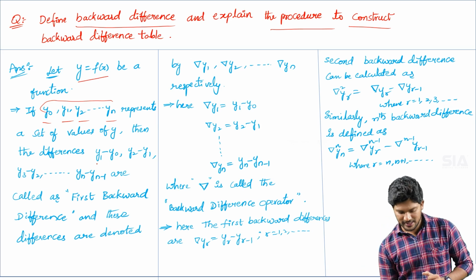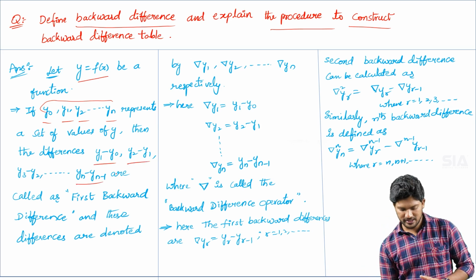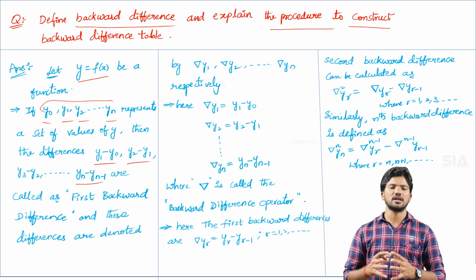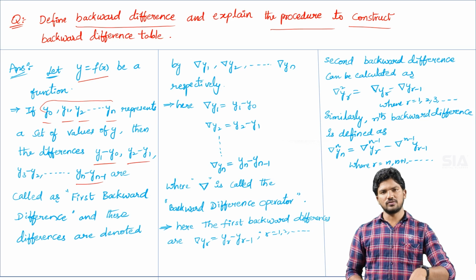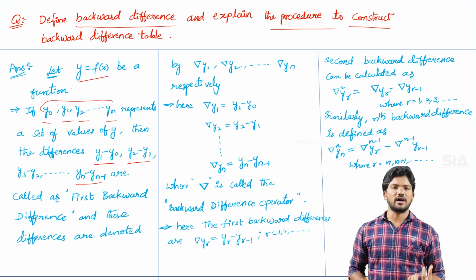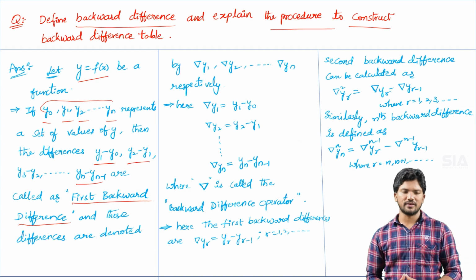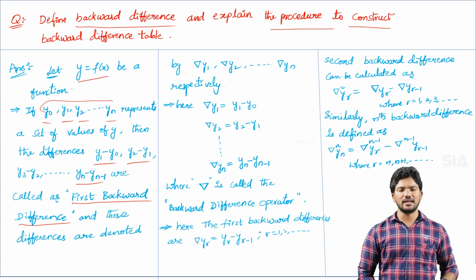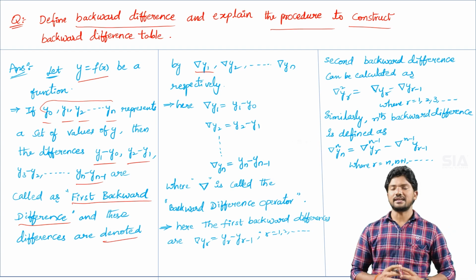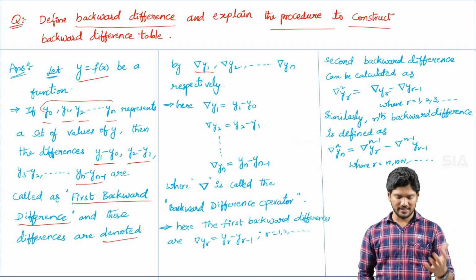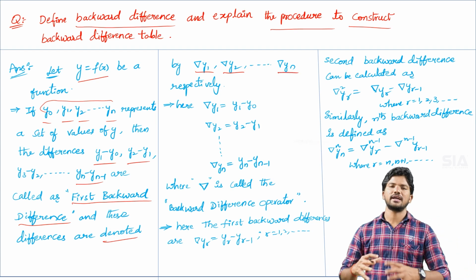Then the differences y1 minus y0, y2 minus y1, up to so on y suffix n minus y suffix n minus 1 are called first backward differences. The same differences we discussed in the previous lecture as first forward differences. Now those are also called first backward differences, and mathematically these differences are denoted by reverse delta. Previously we discussed with the delta.